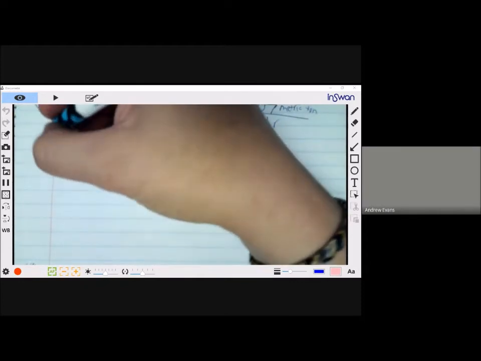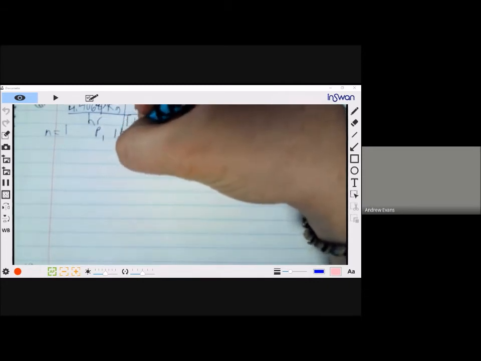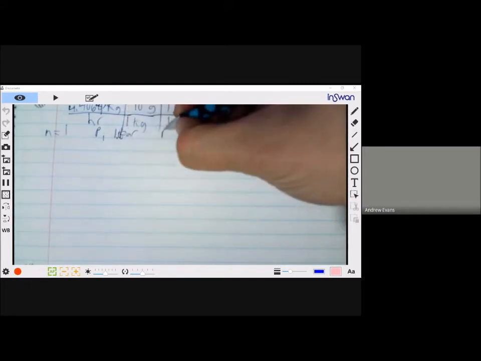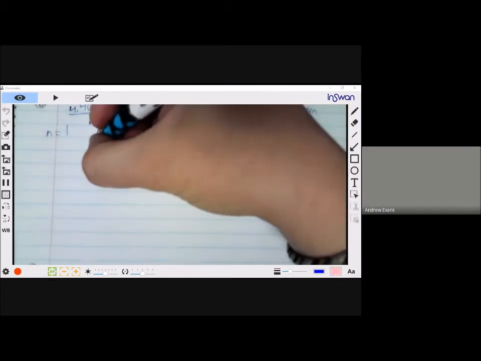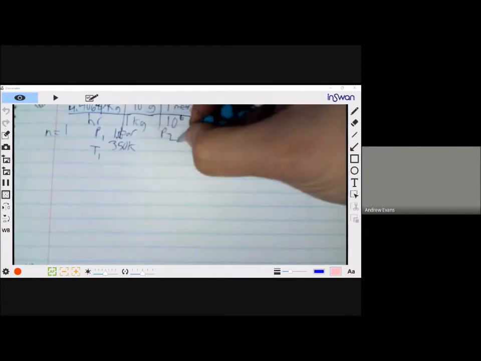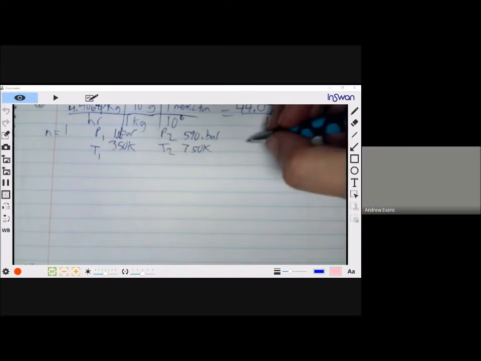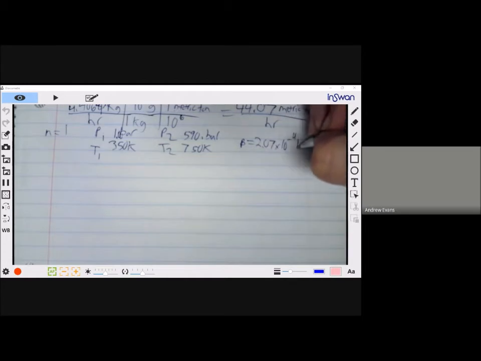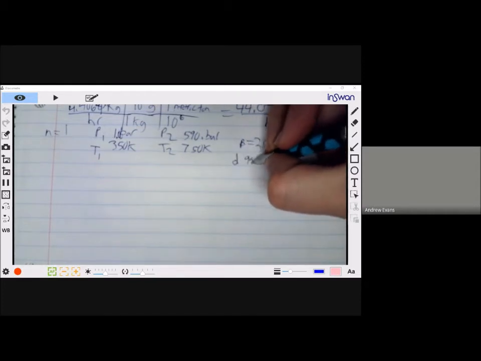We know we have moles is 1. We have P1 is 1 bar, and P2 or PF is 590 bar. We know the T1 is 350 Kelvin, and T2 is 750 Kelvin. We're given that beta is 2.07 times 10 to the negative fourth inverse Kelvin, and the density is 997 kilograms per meter cubed.